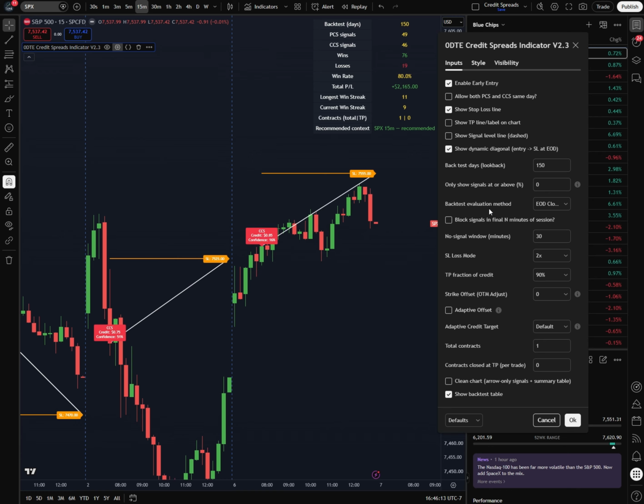Next one, backtest evaluation method. Again, this is just for the backtest table. You could either do it for the end of day close, or if it crosses that stop loss line or your strike line there. It doesn't really matter. Again, this is all for information purposes, so it's up to you.